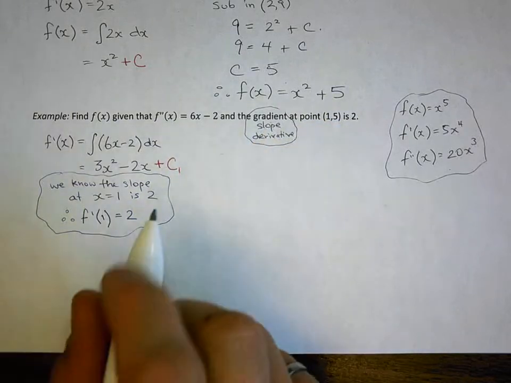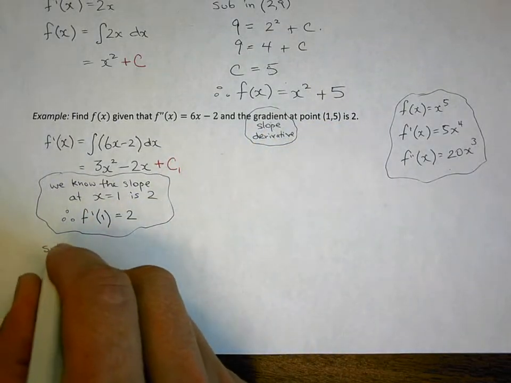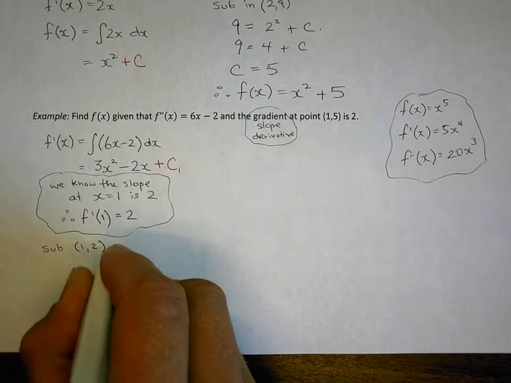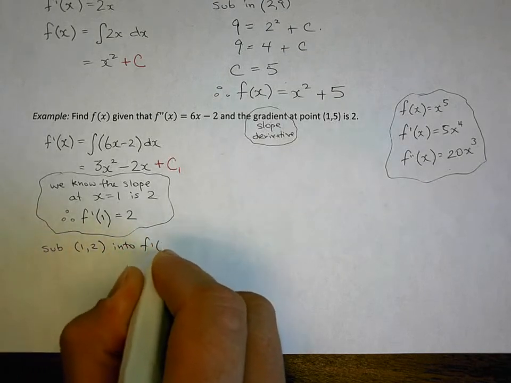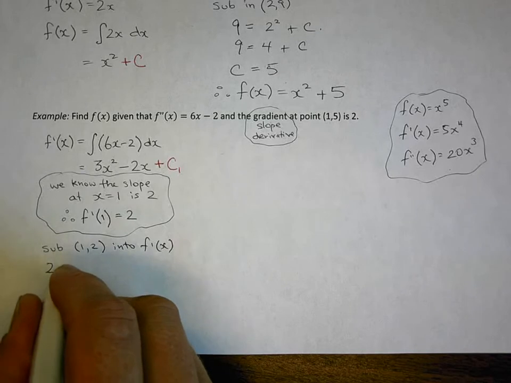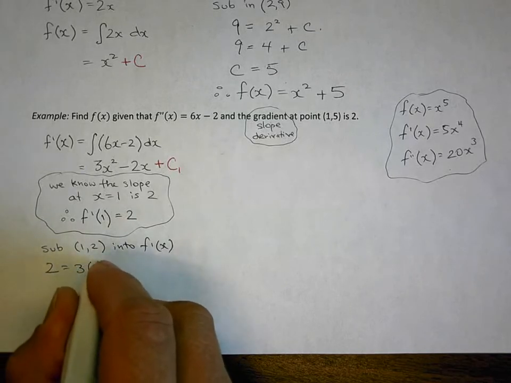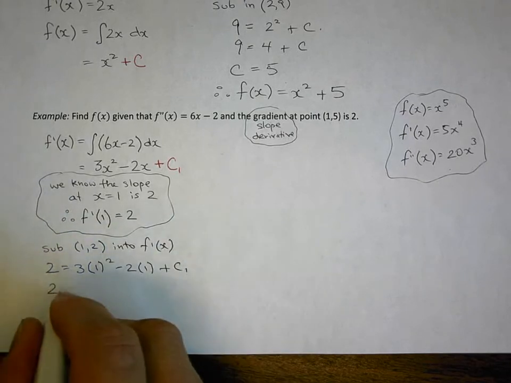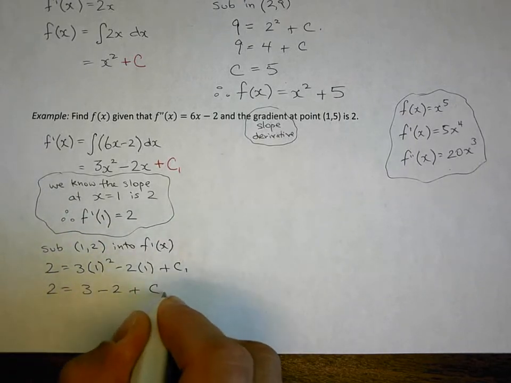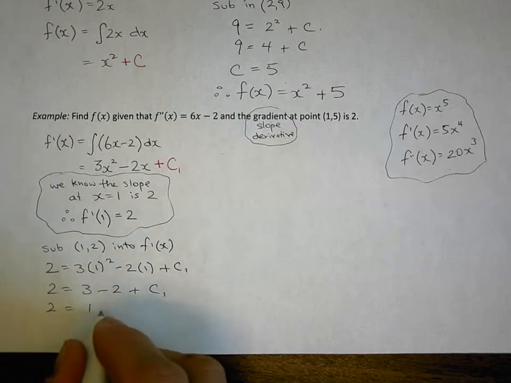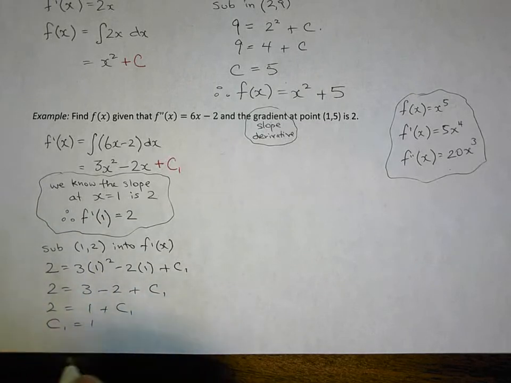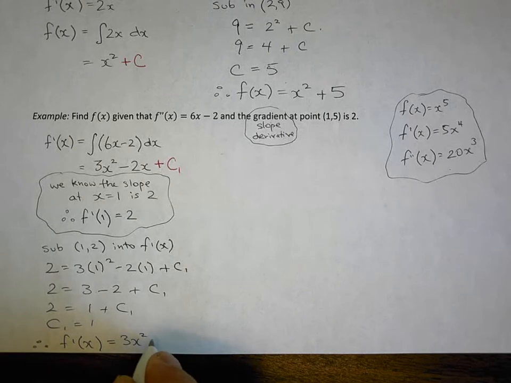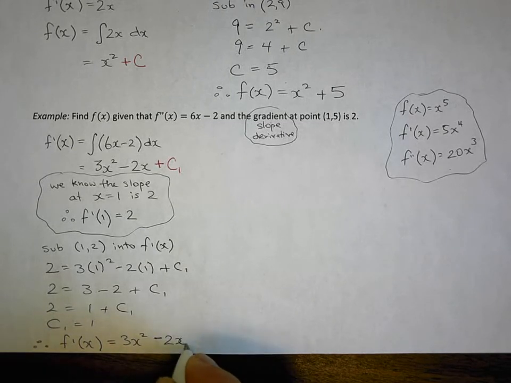The gradient is 2. So that means I can sub 1 comma 2 into this expression I just found for the first derivative. So that's 2 is equal to 3 times 1 squared minus 2 times 1 plus c1. 2 is equal to 3 minus 2 plus c1. So 2 is equal to 1 plus c1, so c1 is equal to 1. Therefore, the first derivative is equal to 3x squared minus 2x plus 1.